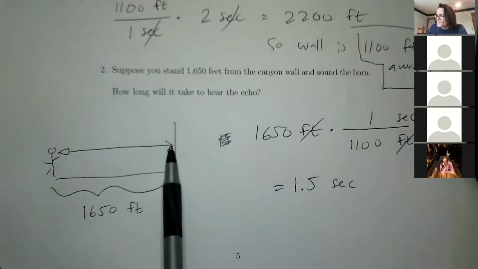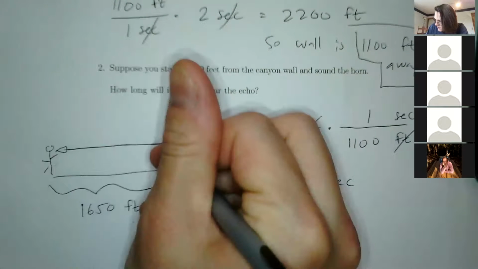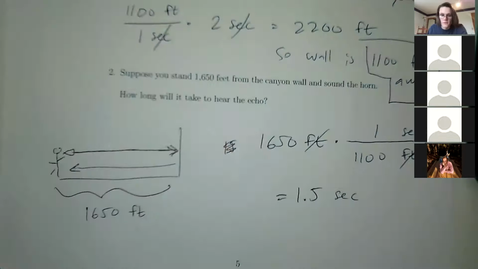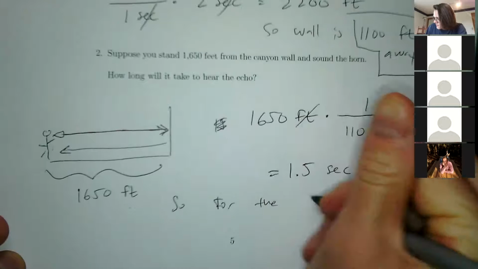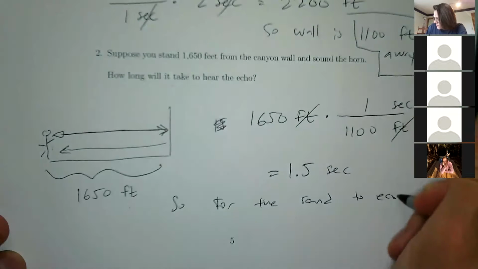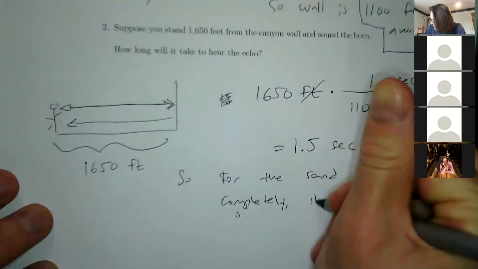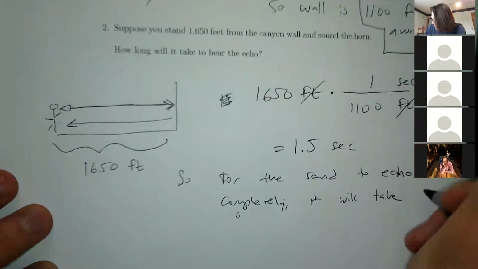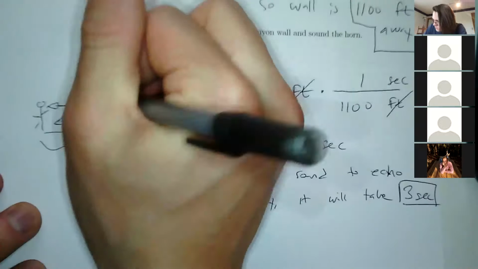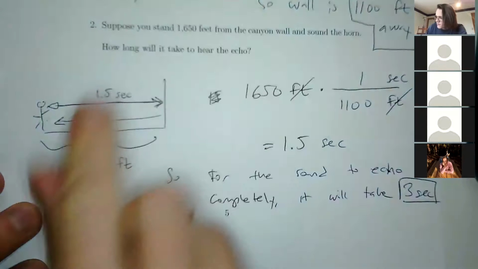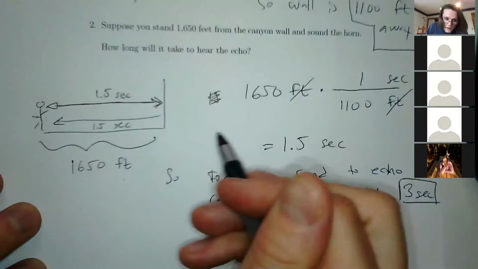And so it's asking how long will it take to hear the echo. And so for that to happen, it has to hit the wall and then bounce back to you. So would it be 3 seconds? Yes. So for the sound to echo completely, it will take 3 seconds. So again, it's 1.5 seconds to the wall and then 1.5 seconds back from the wall to you.